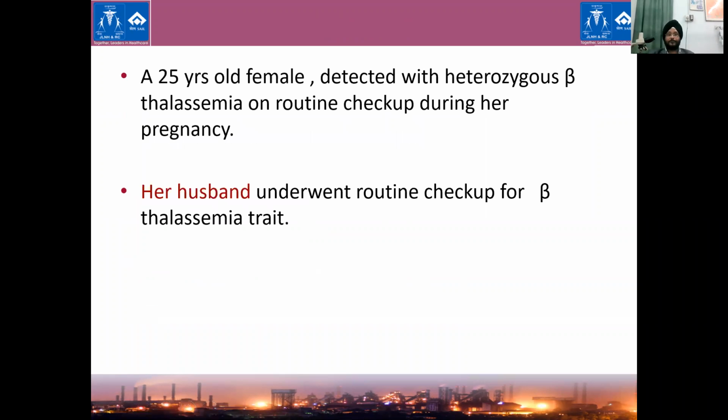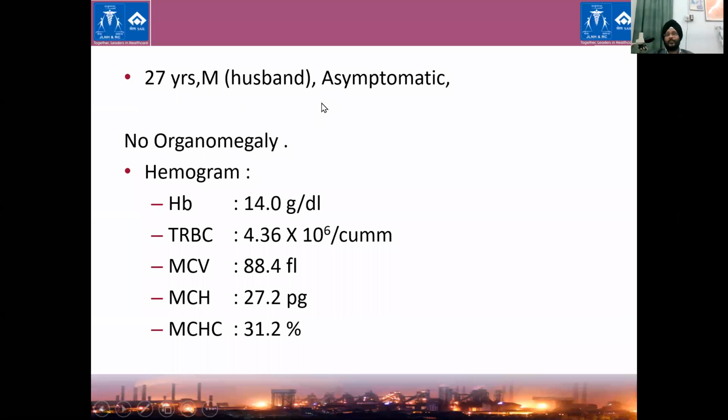Coming to case 4, a 25-year-old female detected with heterozygous beta thalassemia on routine checkup during her pregnancy. As a rule, whenever a patient is heterozygous for any of the hemoglobinopathies, the husband is also tested. So her husband underwent a routine checkup to rule out hemoglobinopathy. The husband was asymptomatic. There was no organomegaly. Hemoglobin was 14, normal indices.